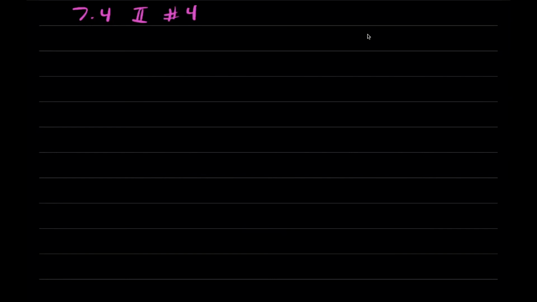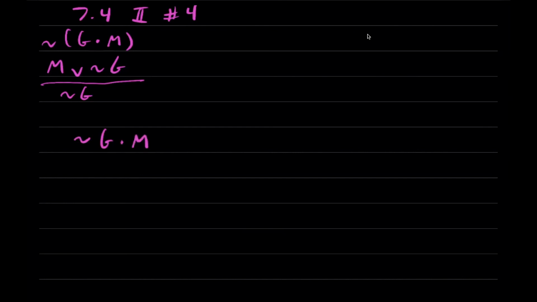So we're given an argument. We are given the negation of G and M as one premise. We're given M or not G as the second premise, and the conclusion, which I'm going to separate out by a line there, is not G. So what I'm going to do, I'm going to write all three of these statements side by side. We have the negation of G and M. I'm going to separate each premise with a slash, M or not G, and I'm going to separate off the conclusion with a double slash, not G.